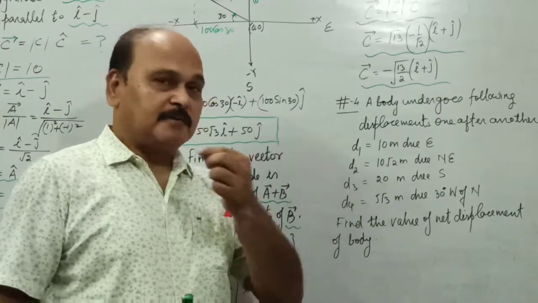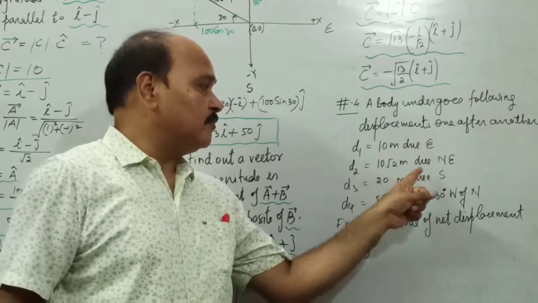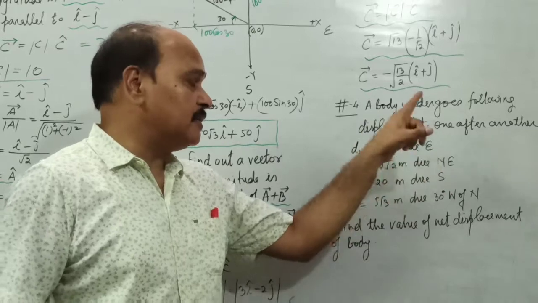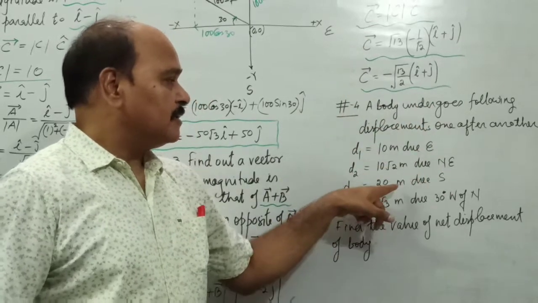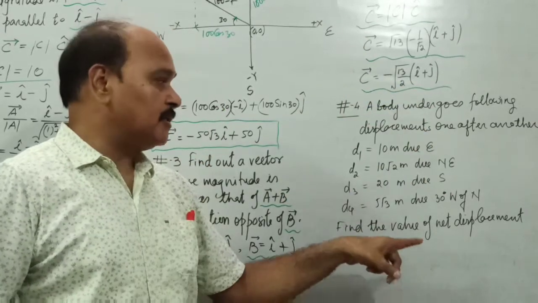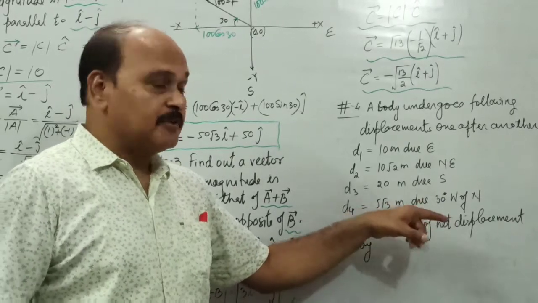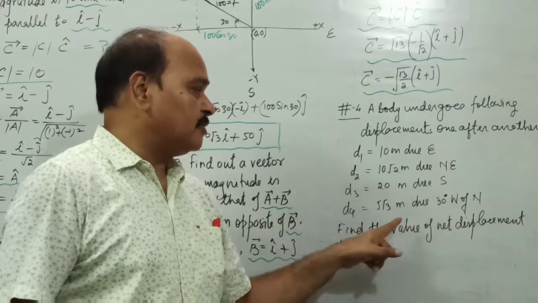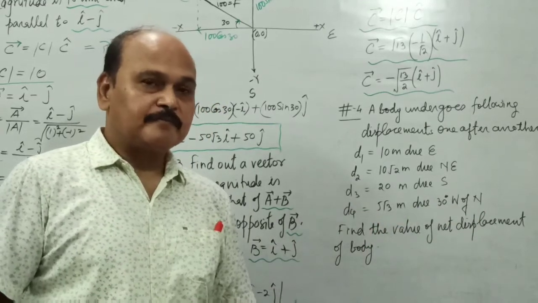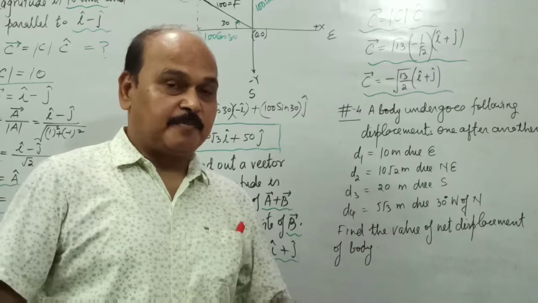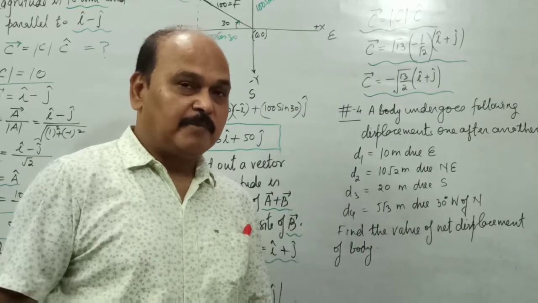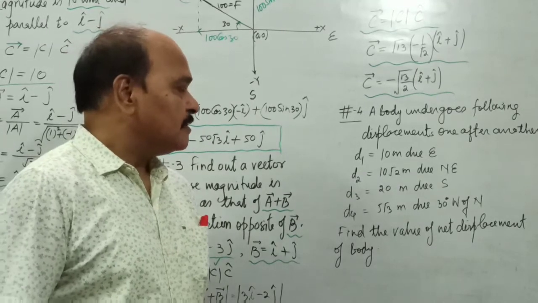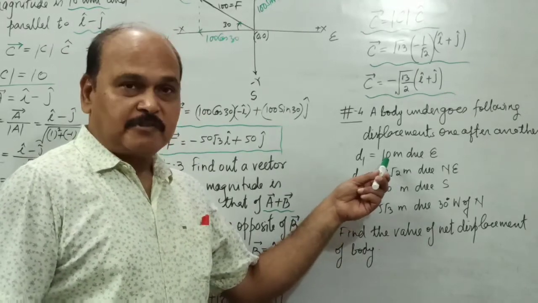Body goes 10 meter due east, then it moves northeast. From the position it is moving to northeast, and from there it is moving due south, straightway south, and then from that position wherever it reaches, from there it is moving 30 degree west of north by 5 root 3 meter. We have to tell the net displacement. This question I am leaving for you to work out at your places. Well, but I am going to give you some hints.